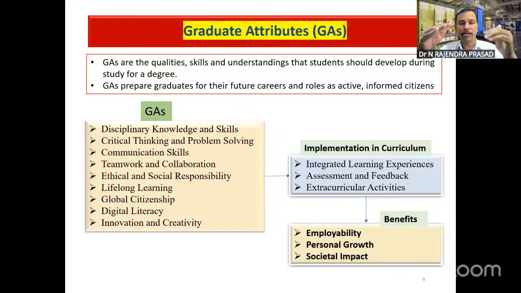Next important one is teamwork and collaboration. See, some of the problems can't be solved by an individual. We have to work together. If we work together, various solutions will be in front of us. One or the other solution will be the specific one to solve the problem. That's why teamwork is very, very important.